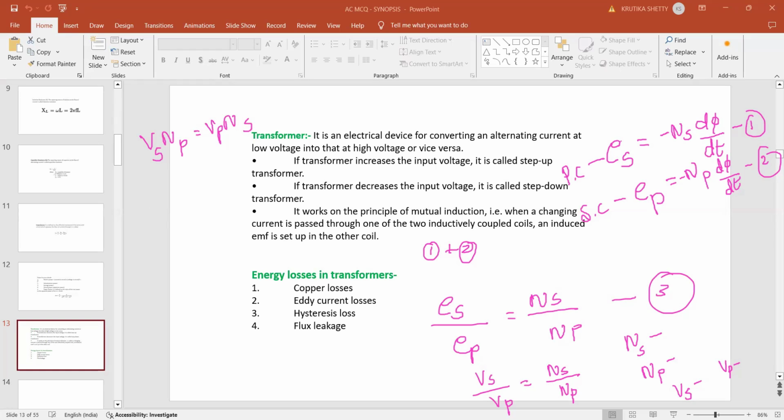Yes. So as we know that according to Ohm's law, the current is directly proportional to what? It is directly proportional to potential difference. So here we have the equation, we can also write this equation as NS divided by NP is equal to IS divided by IP.